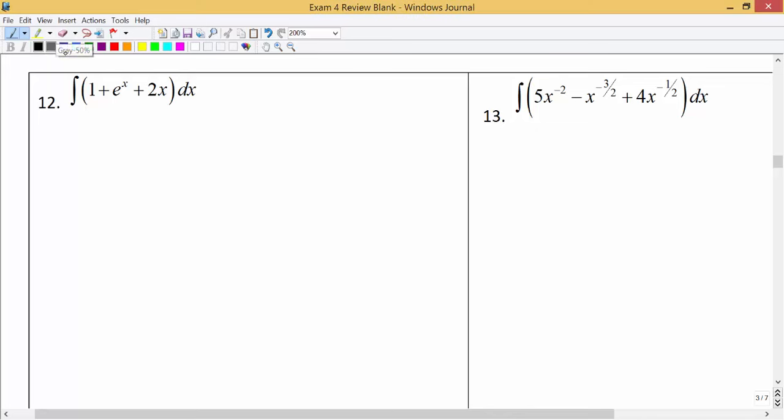All right, once again, we're integrating three separate terms. So I'm going to choose to rewrite by splitting it up into three separate integrals. So we're going to integrate 1 with respect to x plus e to the x with respect to x plus 2x. I'll go ahead and bring the constant out there. Kind of skipping a step there. We'll go ahead and bring the constant out, and then we're integrating x with respect to x.